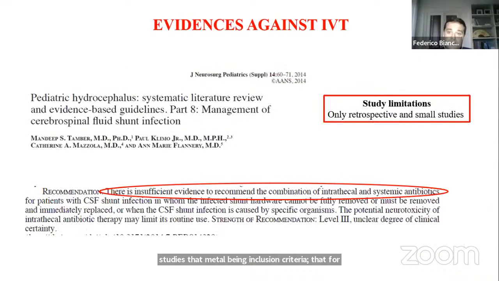Similarly, this other study of 2014 says that there is not sufficient evidence to recommend the combination of intrathecal and systemic antibiotics, but these studies only evaluated small retrospective studies.